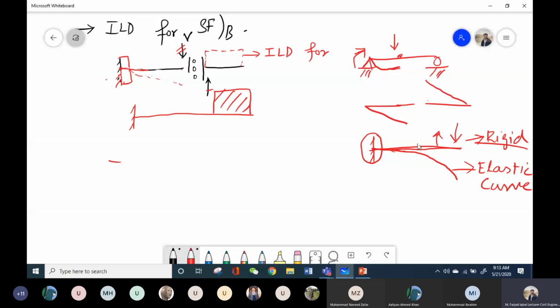Will you get my point? Yes, sir. Okay, so plot the ILD for bending moment at this same point.